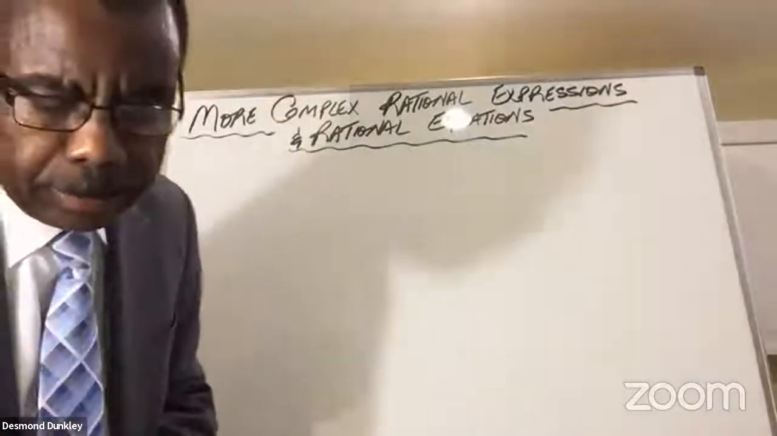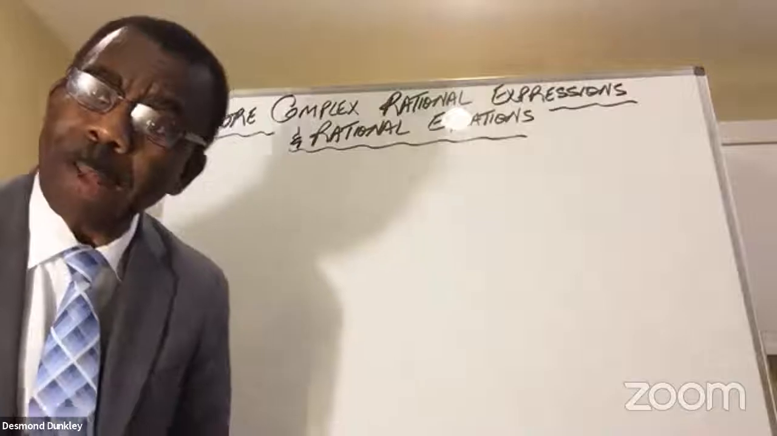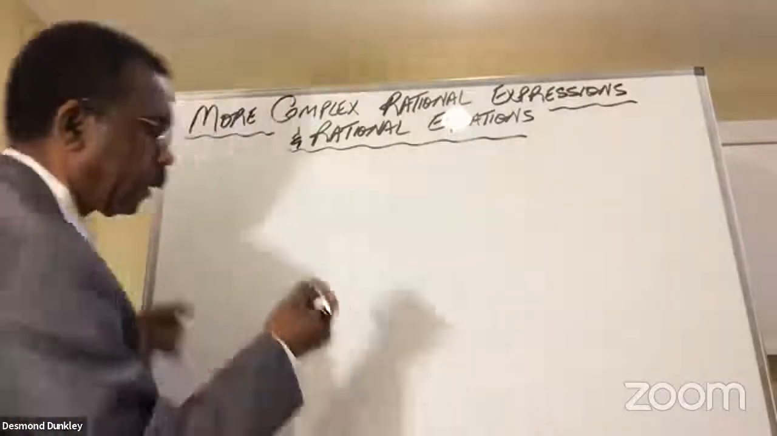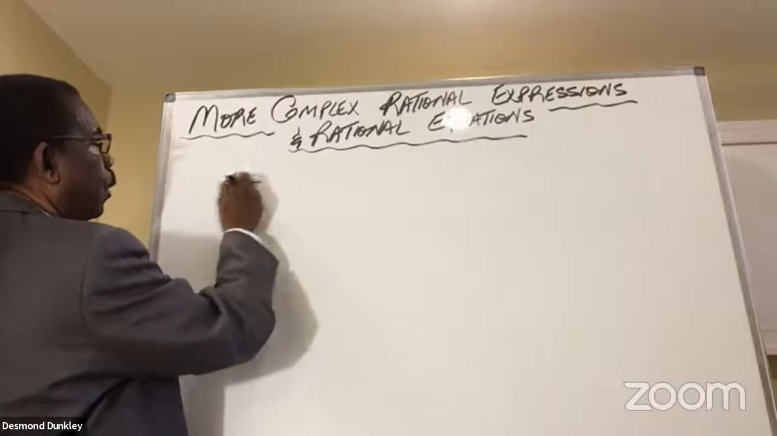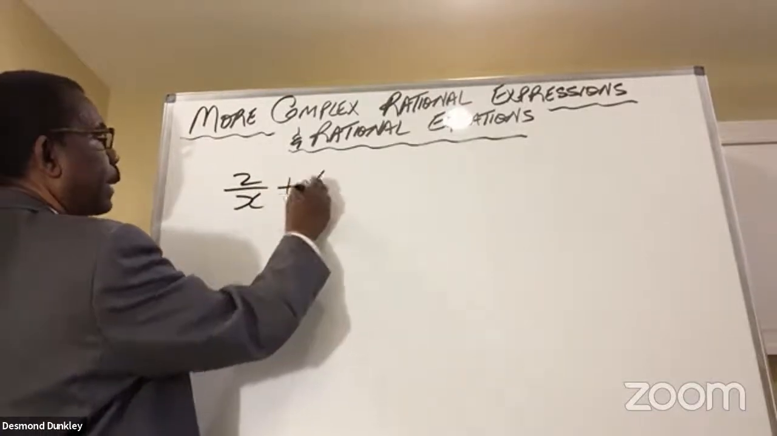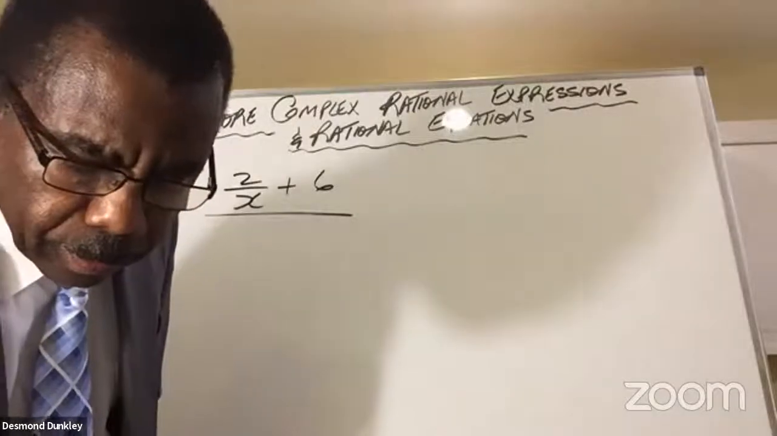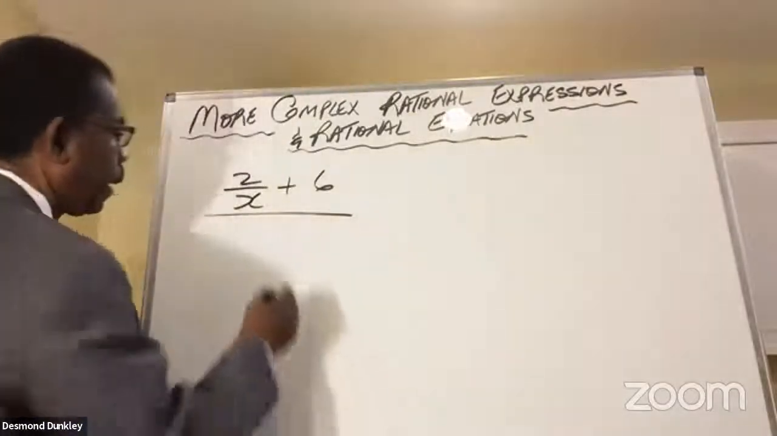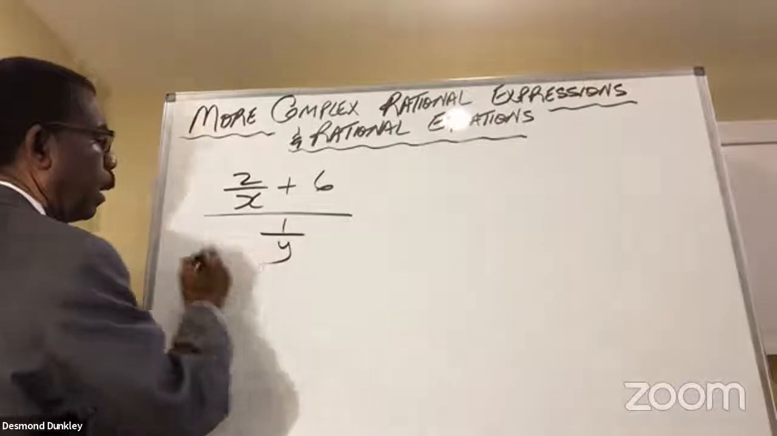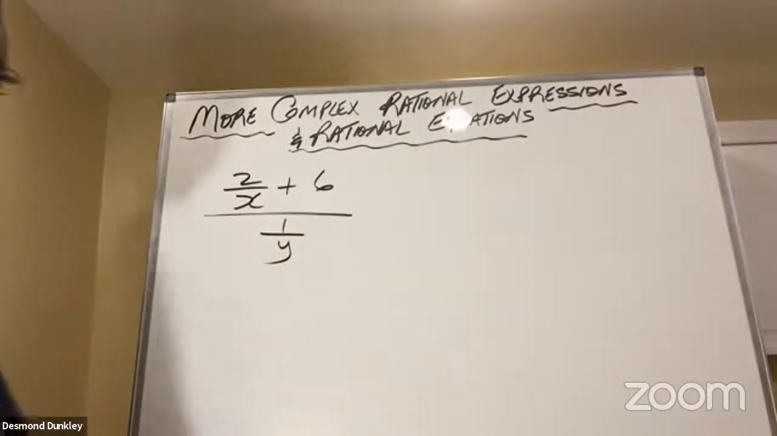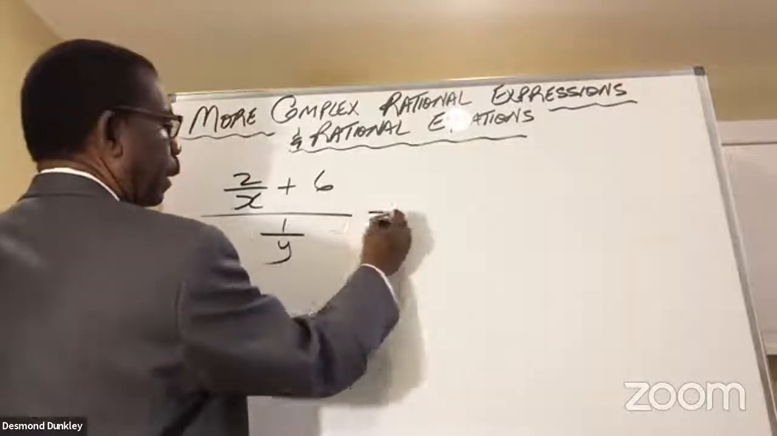Okay, so you're getting a lot of exposure, a lot of practice with rational expressions. This one says 2 over x plus 6, divided by 1 over y. Okay, so what do we do with this?